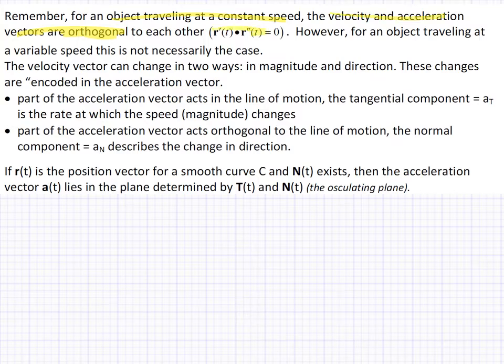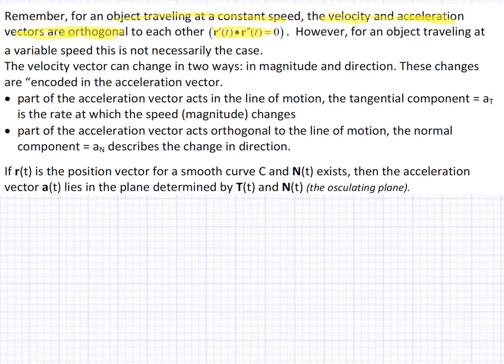And the dot product would then give us 0. But if the object's not traveling at a constant speed, then that's not necessarily going to be the case. We can't necessarily say that. And honestly, a lot of times, objects are not traveling at a constant speed. So we're not going to see this velocity and acceleration vector being orthogonal to each other. But we are going to look at an orthogonal relationship within the acceleration vector.